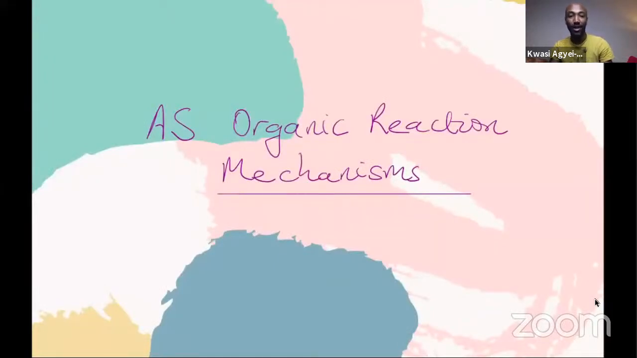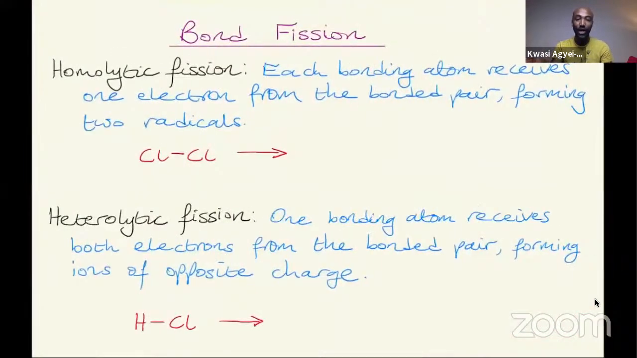Okay, so you should be looking at my title page, which is saying AS Organic Reaction Mechanisms. And this is a Year 13 live session reviewing all of the organic reaction mechanisms you saw in your first year. So where do we start then? A good place to start would be to look at how bonds break in molecules. And there are two ways for the pair of electrons in a bond to be prized apart from the two atoms bonding together.